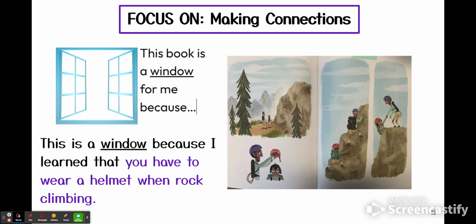So here are a few examples from some books that happen to be wordless picture books. This first one shown here is from a wordless picture book called Hike. So you might share with students an example like, this book is a window for me because I learned something new that I have never experienced before. And that is when you go rock climbing, you have to wear a helmet to be safe. So I've never experienced that. So I learned that, like looking through a window into someone else's life in this book.